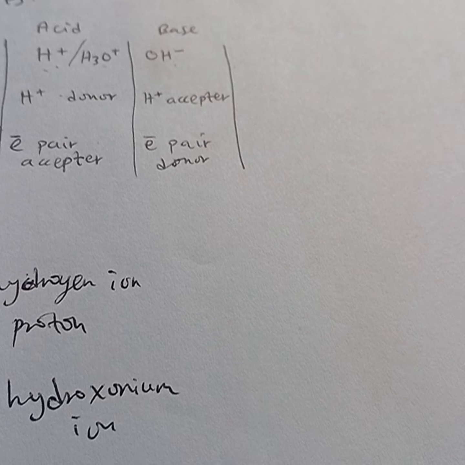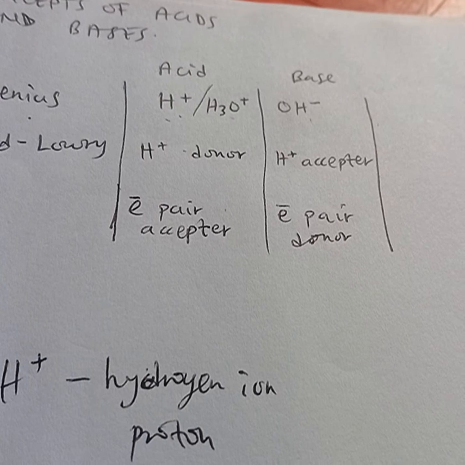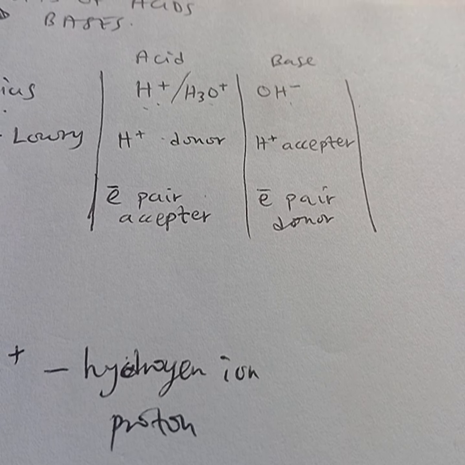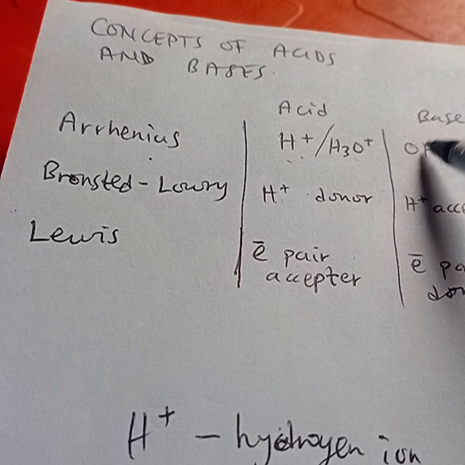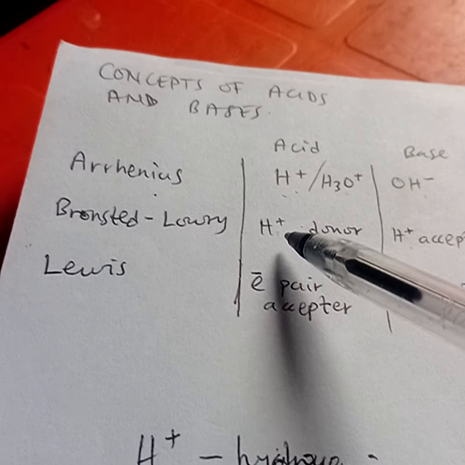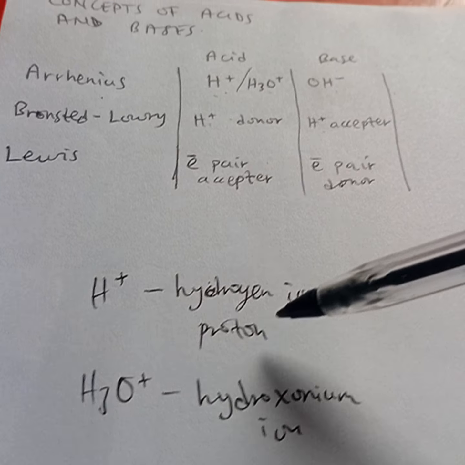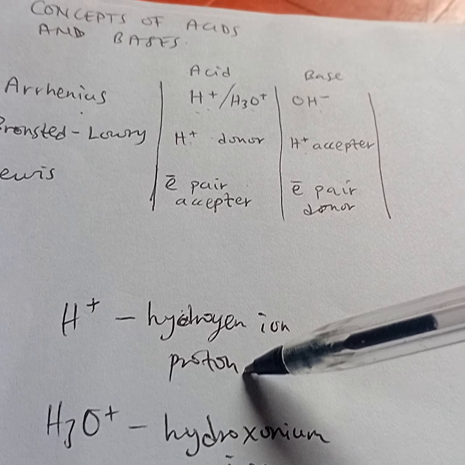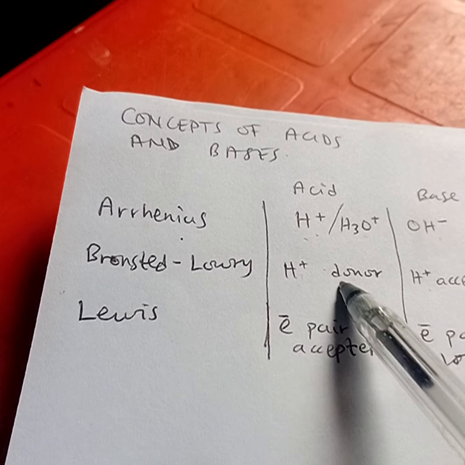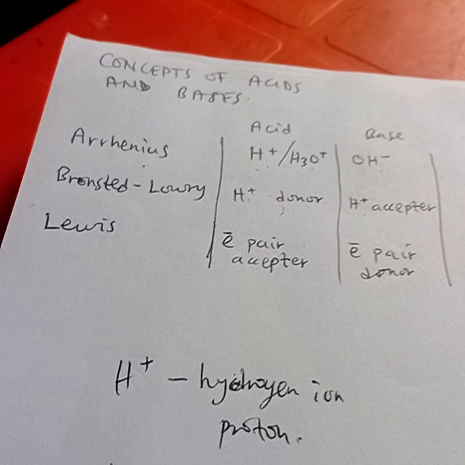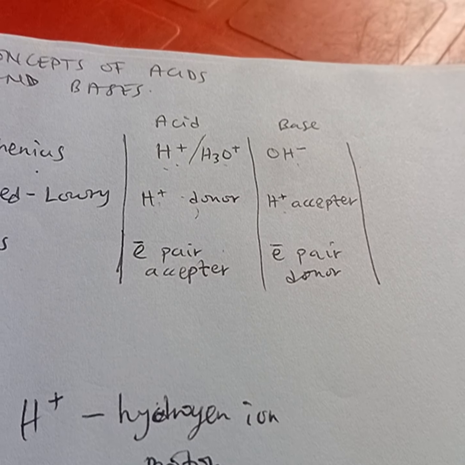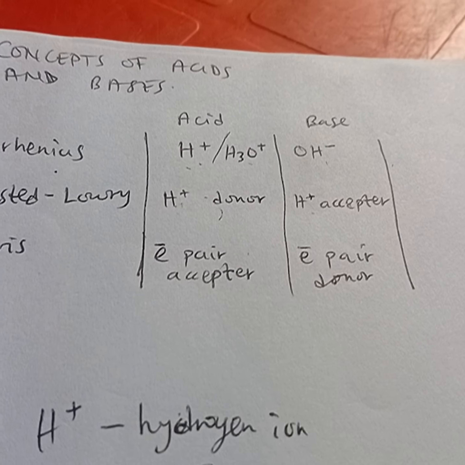Now move on to Bronsted and Lowry. So the Bronsted-Lowry concept says that if you're an acid, you donate H plus. If you're a base, you accept H plus. So H plus, we said, you can call a proton. So an acid is a proton donor. A base is a proton acceptor. That is the Bronsted-Lowry concept.